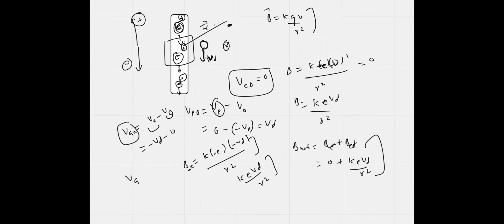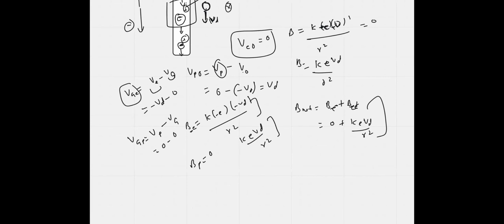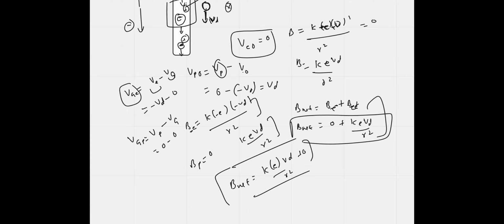The velocity due to the proton. The velocity of the proton is zero, minus the velocity of the ground, both are zero minus zero. So here the velocity of the proton is zero. If you add both, you get K e Vd by R square plus zero. If you see carefully, we are getting the same result at the end in both cases, right?